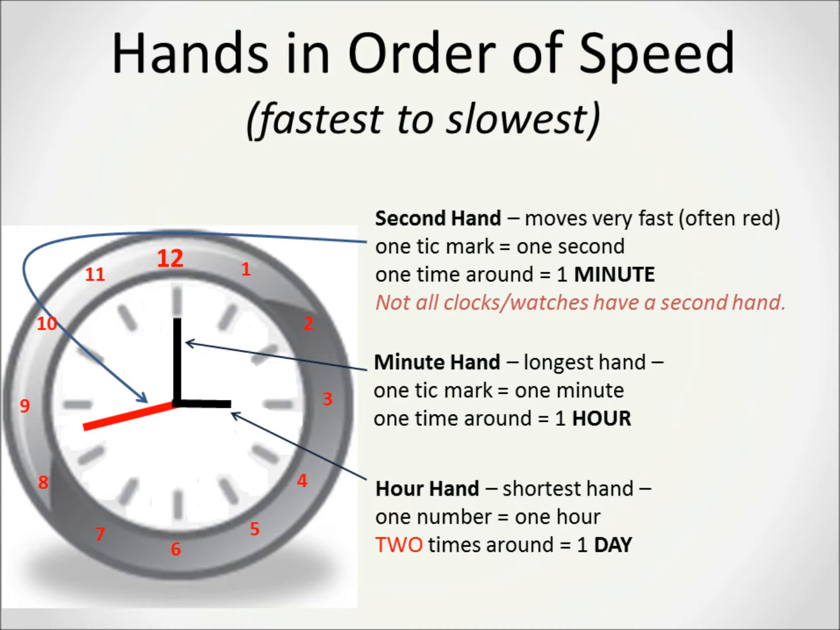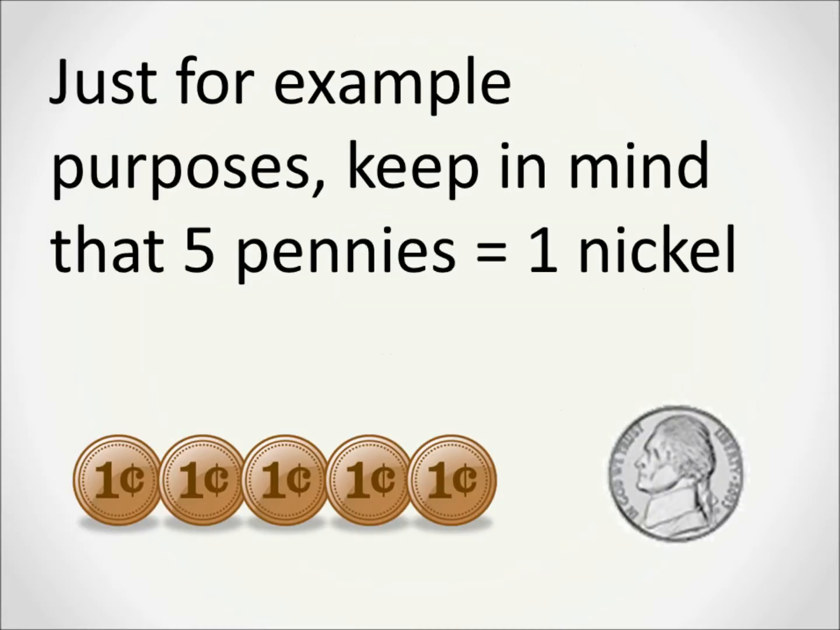The minute hand moves one tick mark per minute and it moves once around the clock each hour. There are 60 minutes in 1 hour. The hour hand is the slowest and the shortest. It moves one number per hour. The hour hand takes 12 hours to go around the clock once, so it must go around the clock twice each day. For our examples coming up, keep in mind that 5 pennies equals 1 nickel.